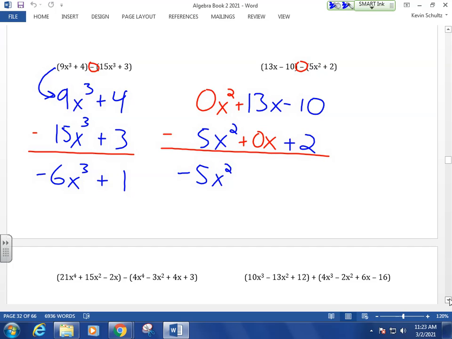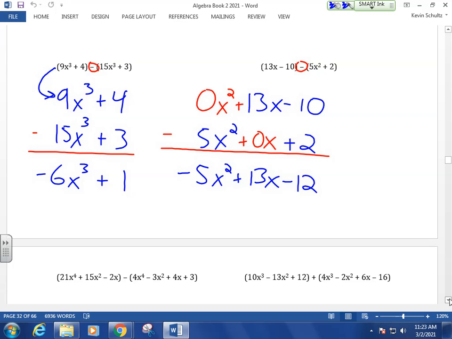My next one, 13x minus 0x, is still 13x. That can just drop down because I'm subtracting nothing from it, so it doesn't change. And then negative 10 minus 2 gives me what? Good, negative 12. Don't forget about those addition and subtraction rules from way back in PO3. I've got a negative 10, I'm subtracting 2, and that gives me negative 12.